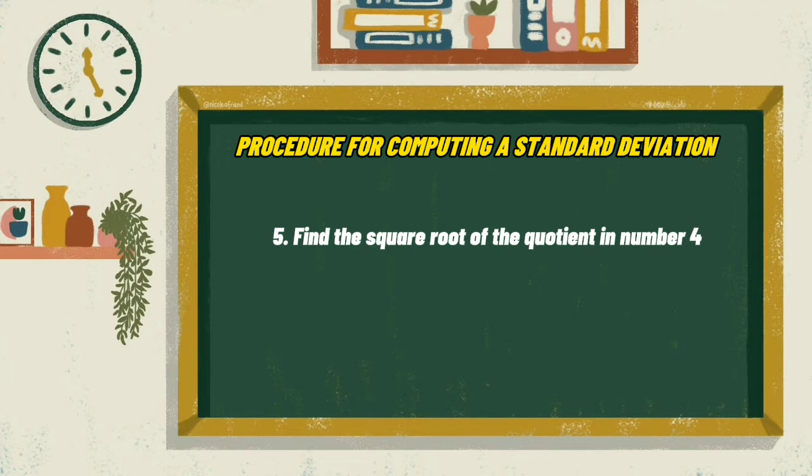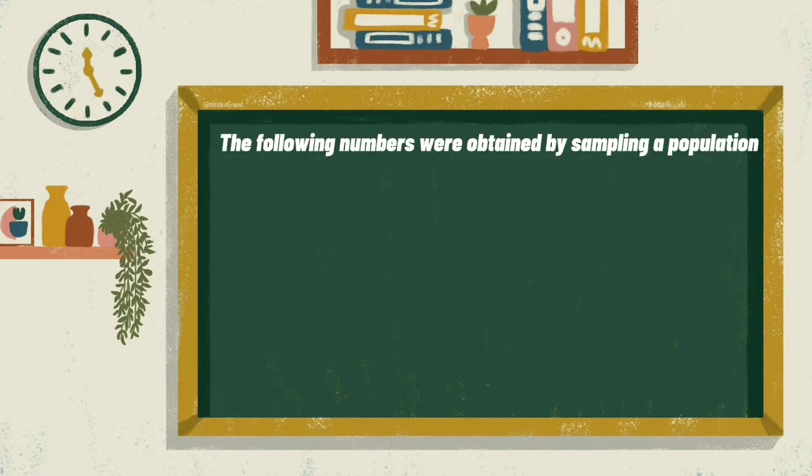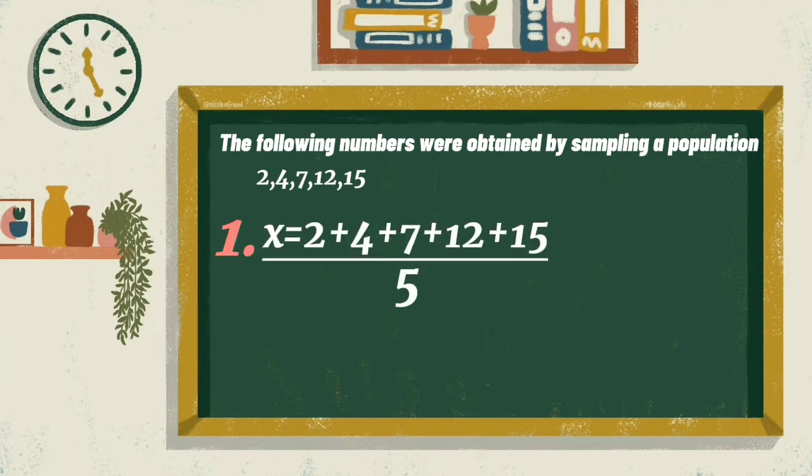Ngayon, magsosolve tayo and we will apply those procedures for computing a standard deviation. The following numbers were obtained by sampling a population. These are the numbers: 2, 4, 7, 12, and 15. First, we are going to find the mean of our given data set. So paano kinukuha yung mean? I-add lang natin yung given data set and divide by the number of the given data set.